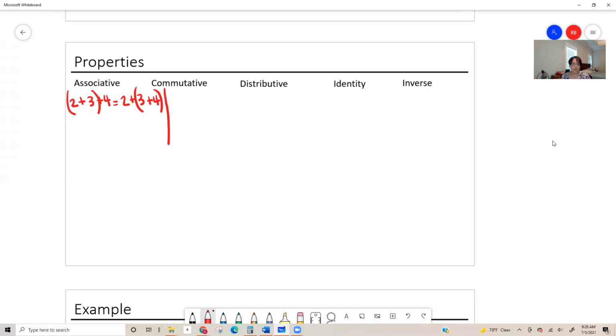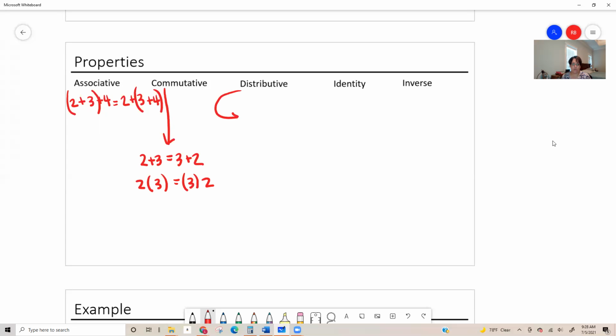All right, now commutative. Commutative, remember we talked about commuting. So you have commutative for addition and multiplication. This just says if you add 2 plus 3, it's the same thing as 3 plus 2. It also works for multiplication. 2 times 3 is the same thing as 3 times 2. So you can swap those around all that you want.